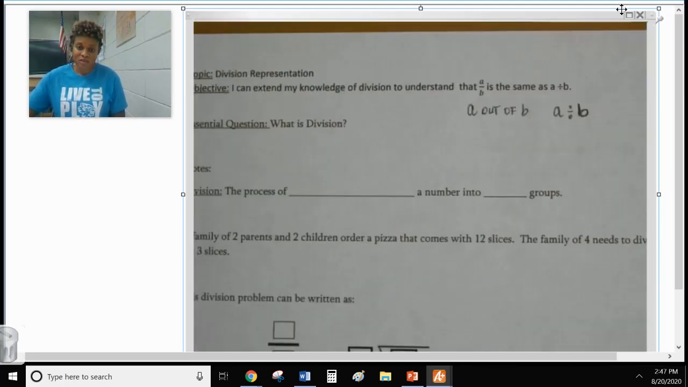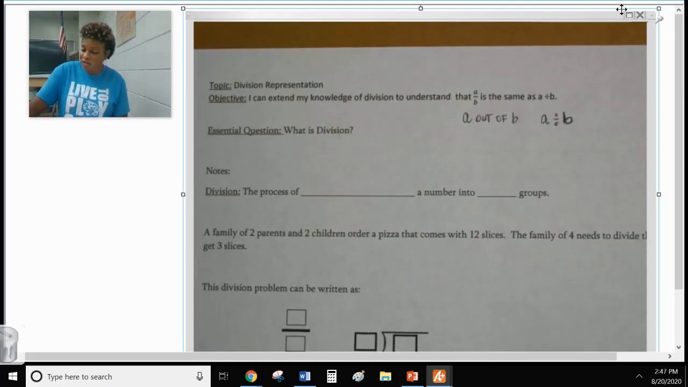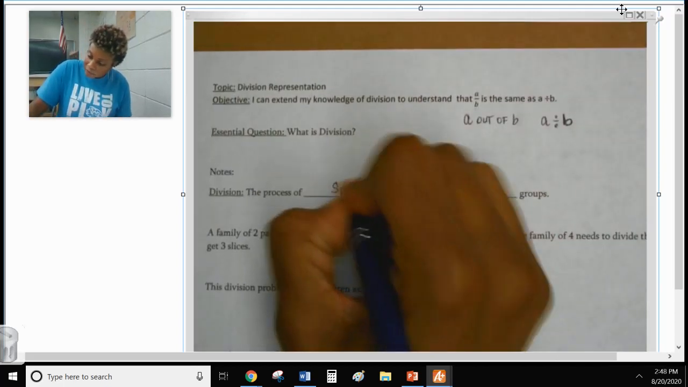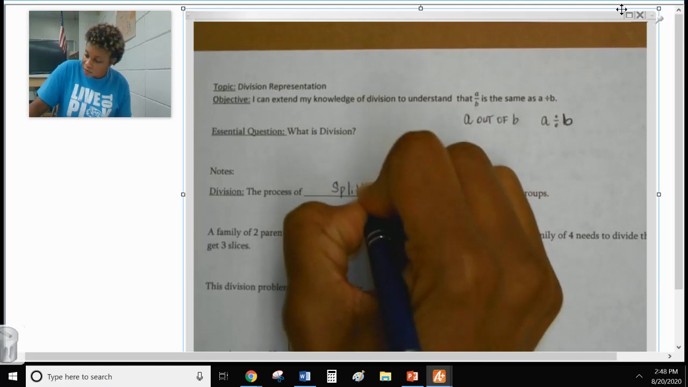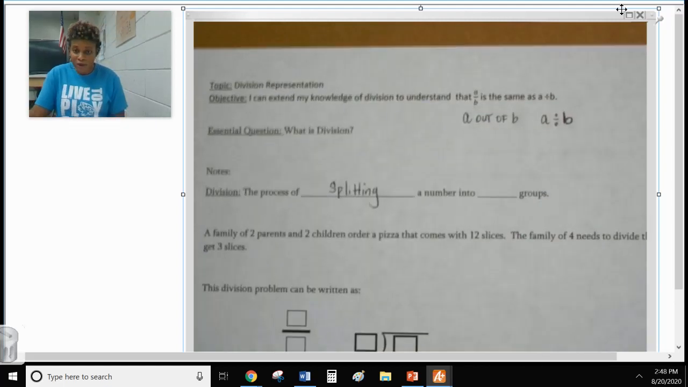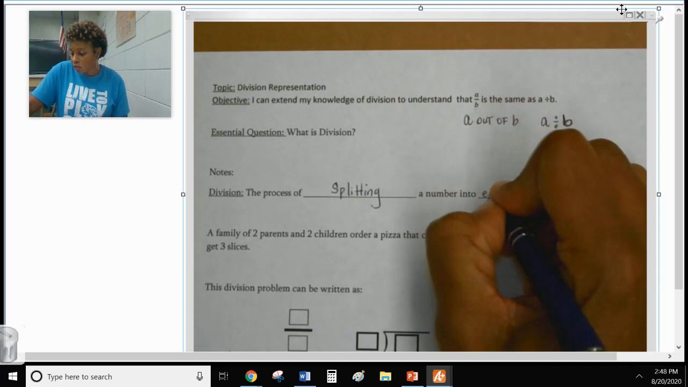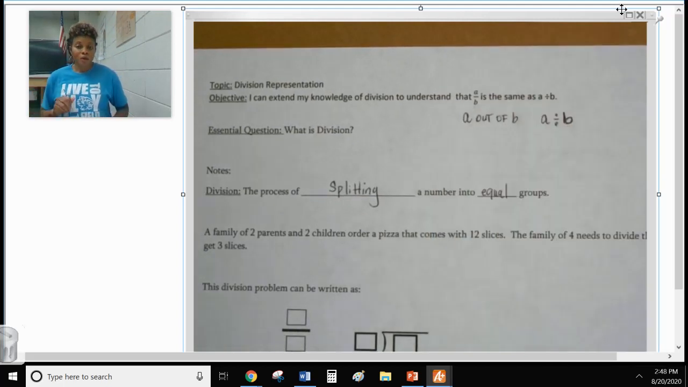What is division? Division is the process of splitting a number into equal groups. We want to split something into equal groups. So when we talk about splitting something into equal groups, that means one for me, one for you, one for me, one for you. We're evenly splitting something. All right.